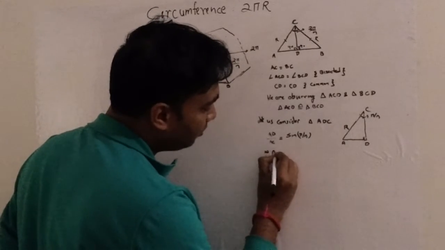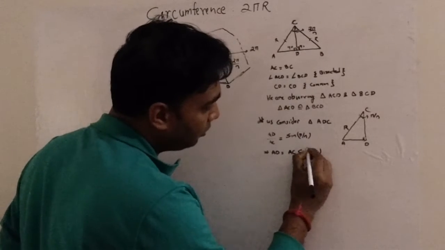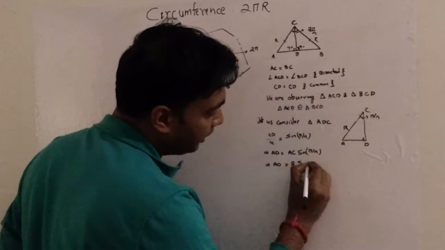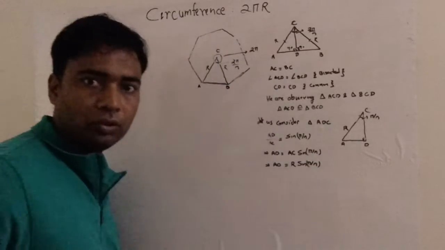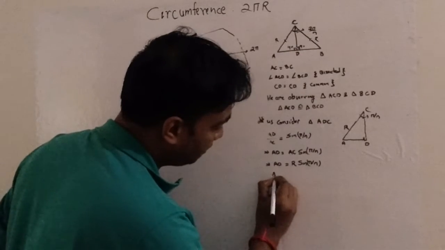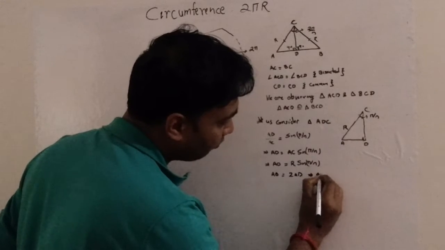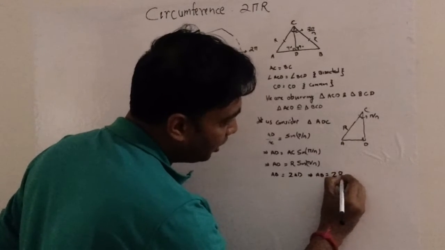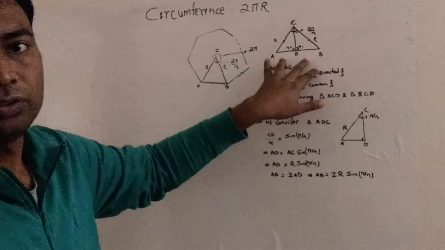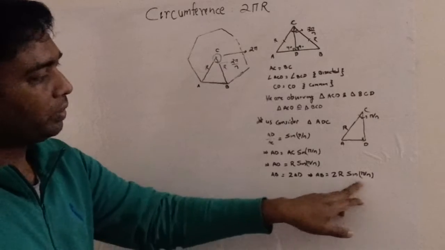So, this AD will be AC into sine of pi over n. Now, what is this AC? AC is R, so AD is R sine pi over n. Now, what is AB? AB is 2 times AD, which is 2R sine pi over n. It means it is the length of this AB, that is, this is nothing but 2 pi over n.